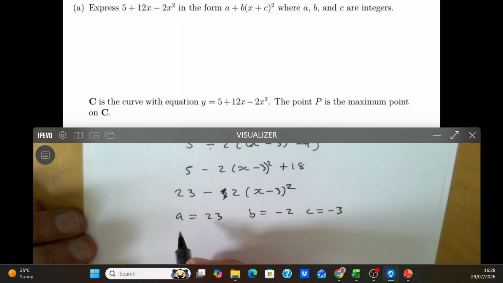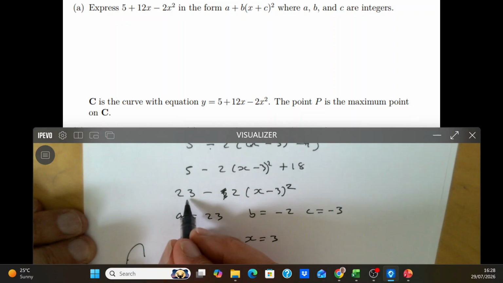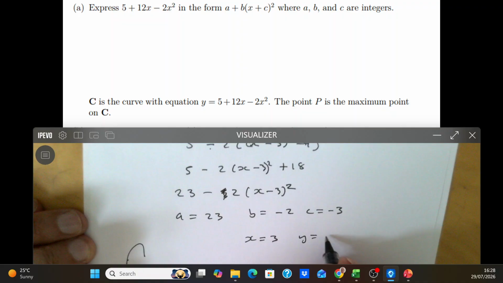Part B is find the maximum point, because it's a curve that way. The maximum will be at when this equals 0, so x equals 3. And if that's 0, y equals 23, so the coordinates are.